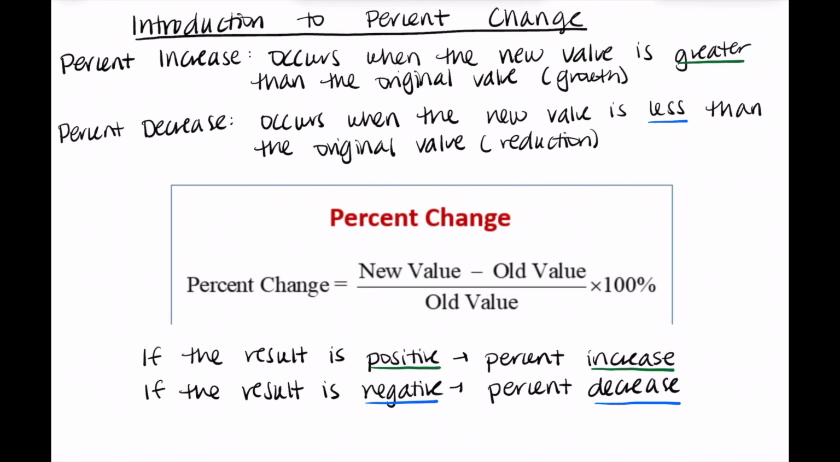So I have the percent change formula right here for you. Percent change is the new value minus the old value, divided by the old value, times 100% to get us back into percentages. If the result is positive, that means it is a percent increase, and if the result is negative, that indicates a percent decrease. That's how simple the formula is. We will be given the two components of information, the new value and the old value, and then all we do is find that percentage change.